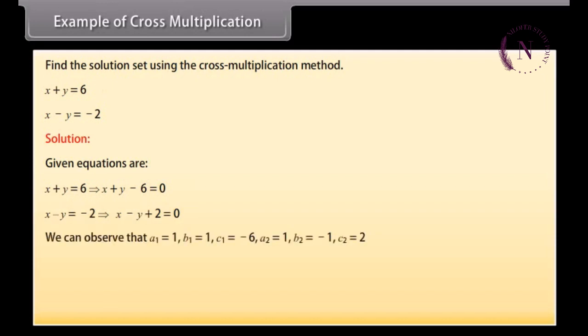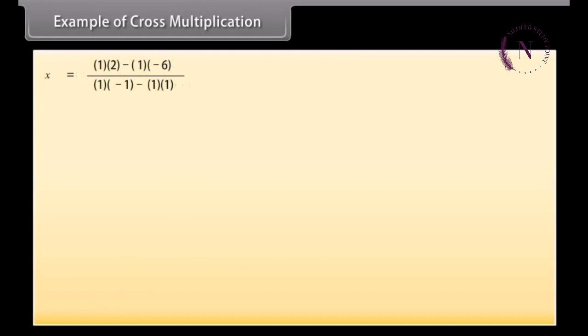We can observe that a1 = 1, b1 = 1, c1 = −6, a2 = 1, b2 = −1, c2 = 2. The solution for x is given by x = (b1 c2 − b2 c1) / (a1 b2 − a2 b1). Now by substituting the values we get x = (1 × 2 − (−1) × (−6)) / (1 × (−1) − 1 × 1). By calculating we get x = 2.